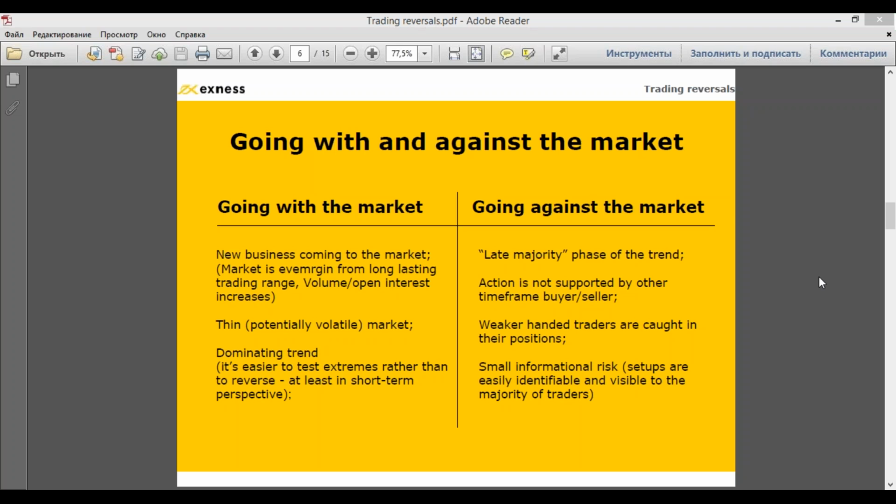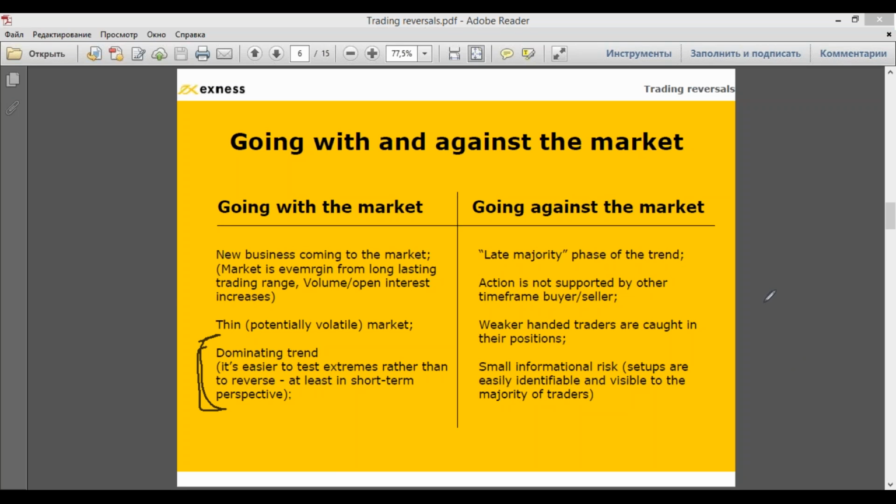Also, we may want to go with the market when we have a thin market or a potentially volatile market. For example, when there are holidays, or when there are news announcements ahead, the market is thin. When it breaks some level, it tends to go in a volatile mode. It tends to break this level and go even higher or even lower. It is for day trades, right? And also, we might want to go with the market when we have a dominating trend. It's easier to test extremes rather than to reverse, at least for a short-term perspective.